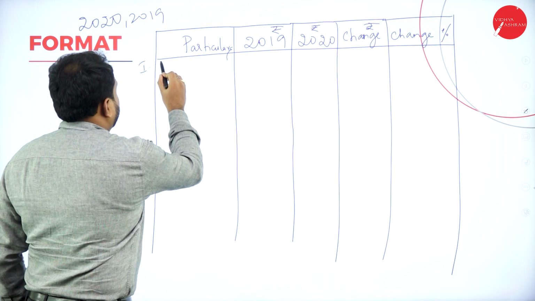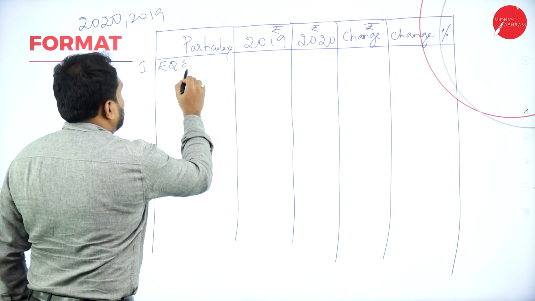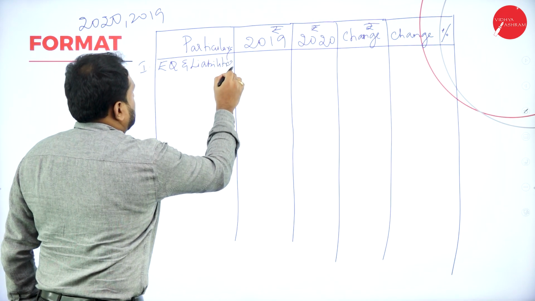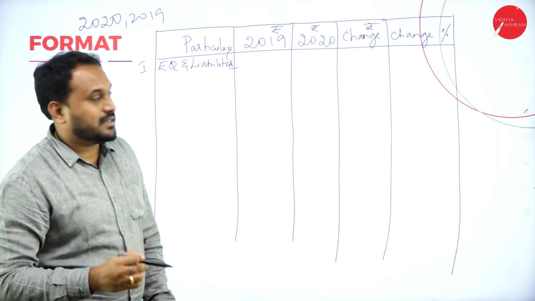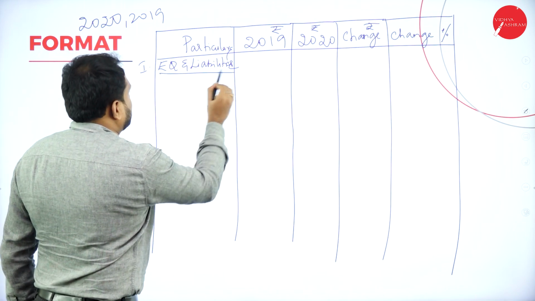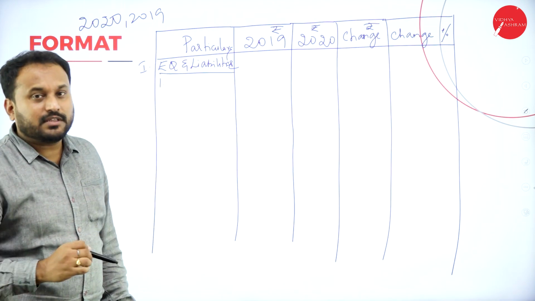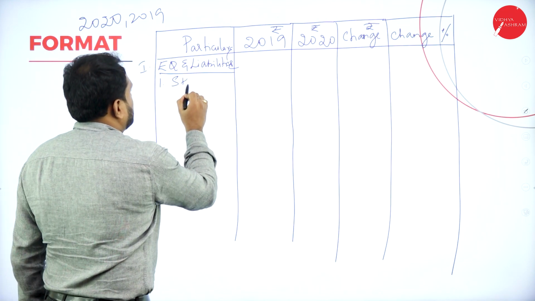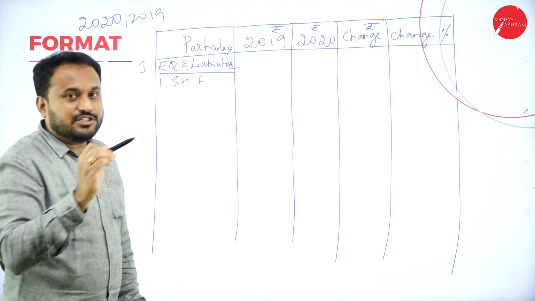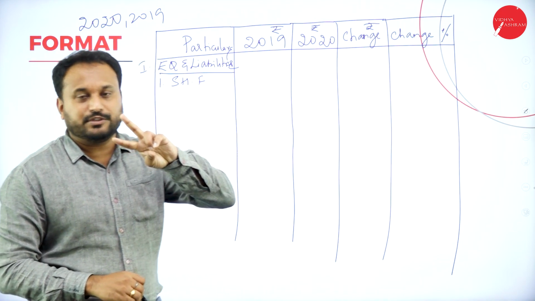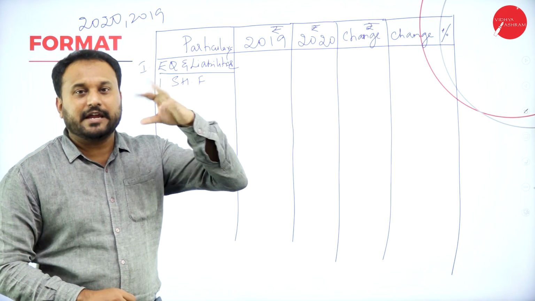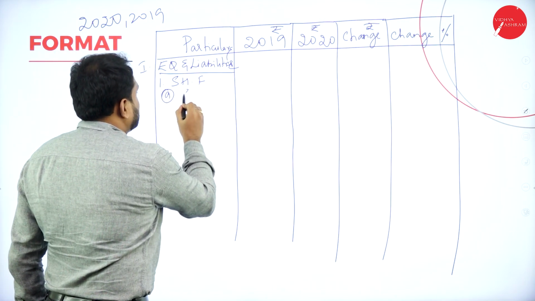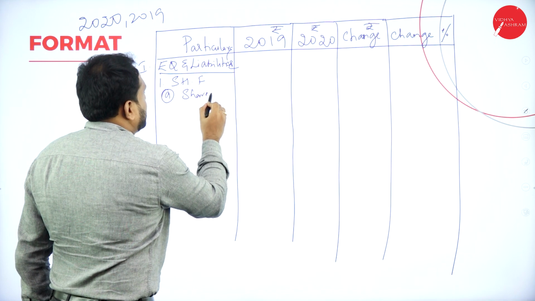So first one, we have equity and liabilities. In equity and liabilities, you underline this. First one, we'll go with the shareholders fund. In shareholders fund, we have two items, which is compulsory. It should be like by heart for you. Now, shareholders fund, A you put, one is share capital.